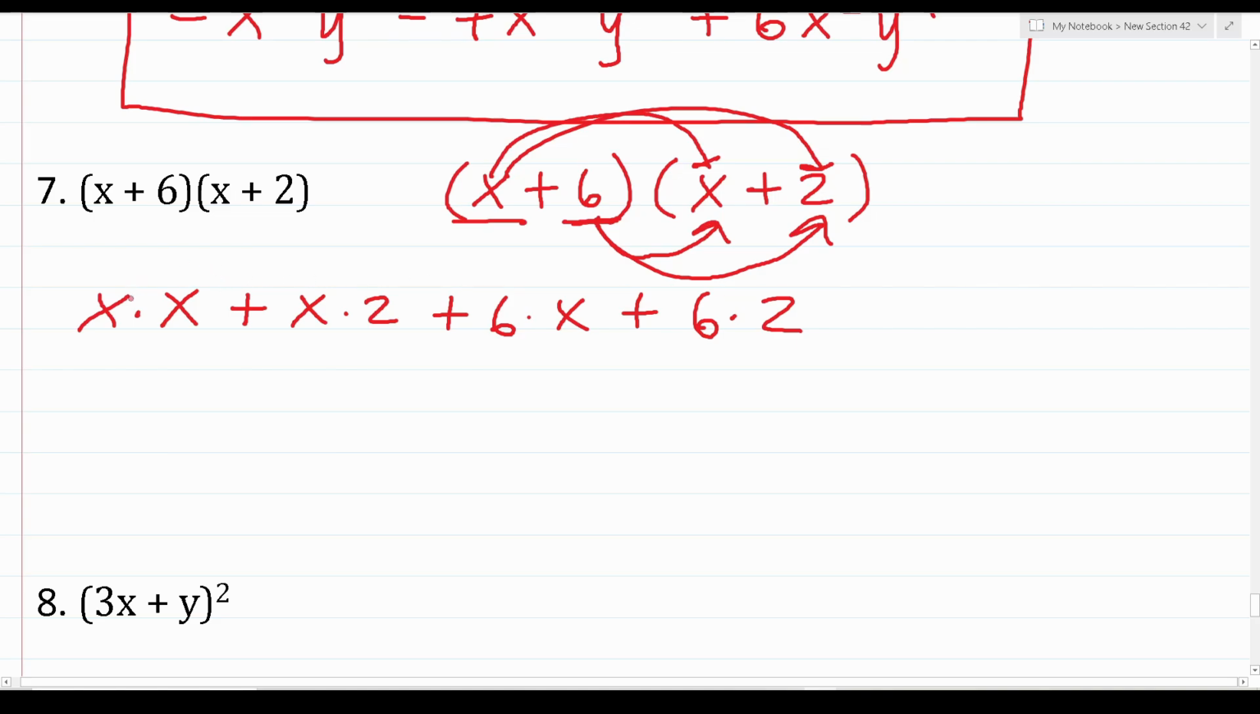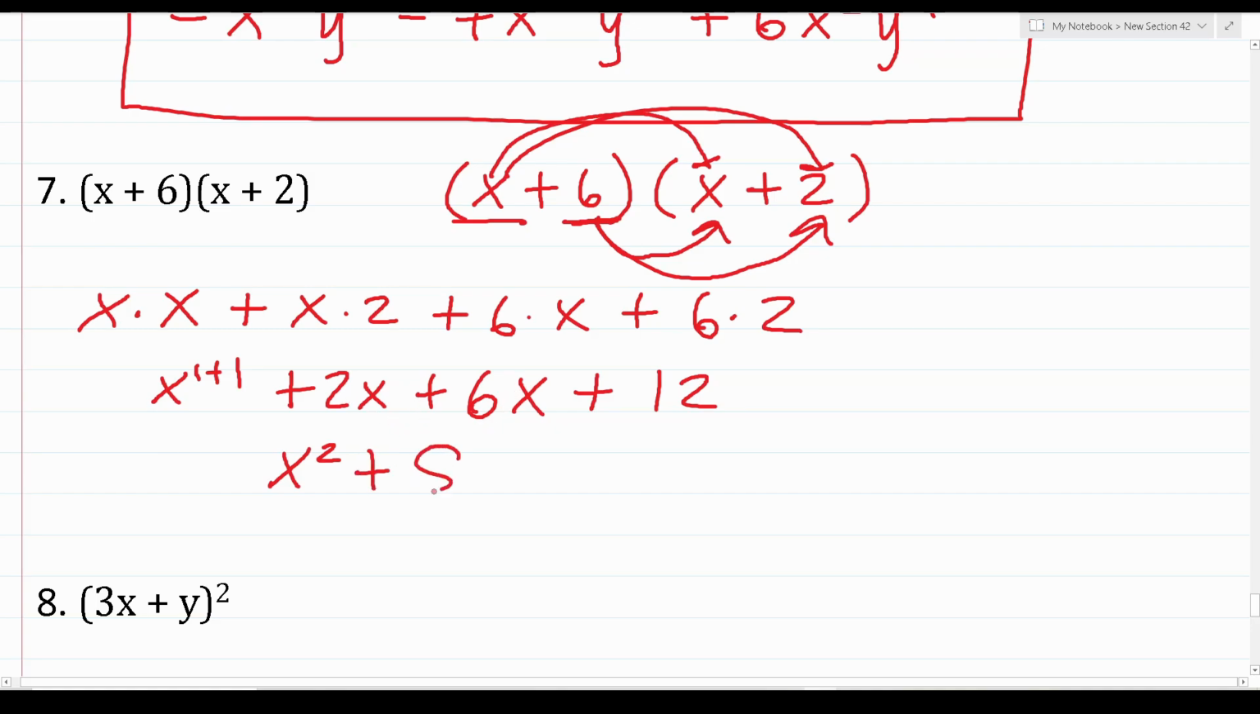So again, imagine there's these ones here. This becomes x to the 1 plus 1. This just becomes x times 2, which is the same thing as 2x. This becomes 6 times x, which is the same thing as 6x. And then this is just 6 times 2, which is 12. All right, let's clean this up now. This is x squared. And 2x and 6x are like terms, so we can add them. So this becomes 8x plus 12.